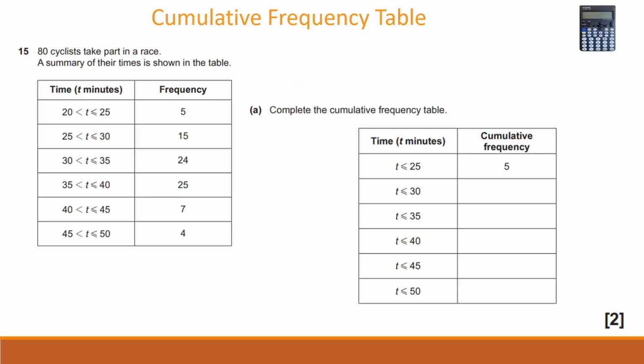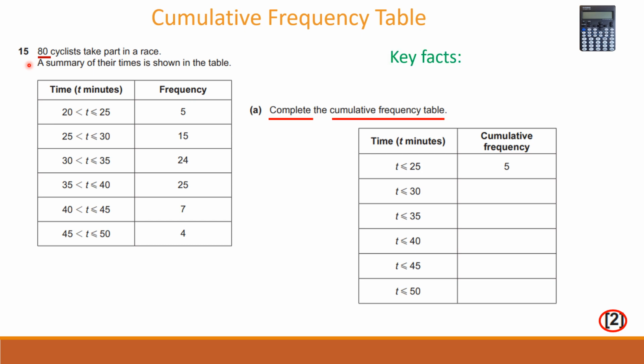This is a question on how to draw a cumulative frequency table. The keywords in the question are that we've got 80 cyclists, and this 80 that is told to us is going to be really important, because if you do it correctly, the number that appears in the bottom right hand corner here will be the same as the total number of cyclists. And we've got to complete the cumulative frequency table, and this is going to be worth 2 marks.